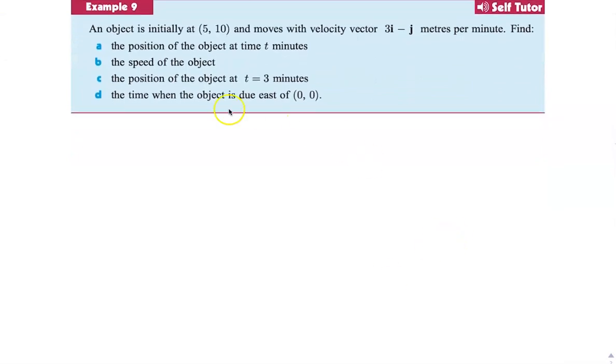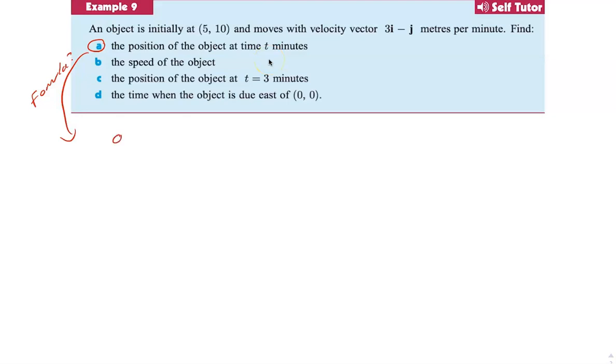The object is initially at 5, 10. It moves with the velocity vector 3i minus j meters per minute. Find the position of the object at time t. So this right here just means basically what's the formula. That's all it wants to know. What's the formula? Because it's at time t, so it doesn't want a value to set. What's the formula in general?